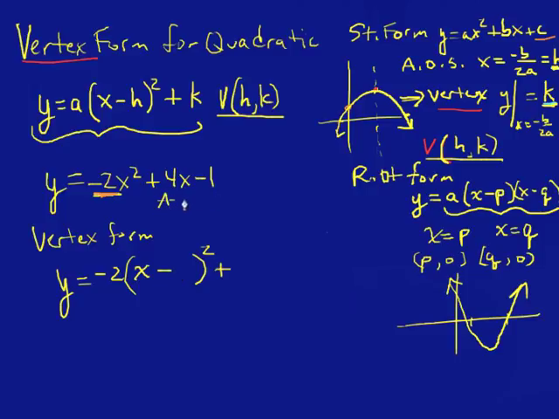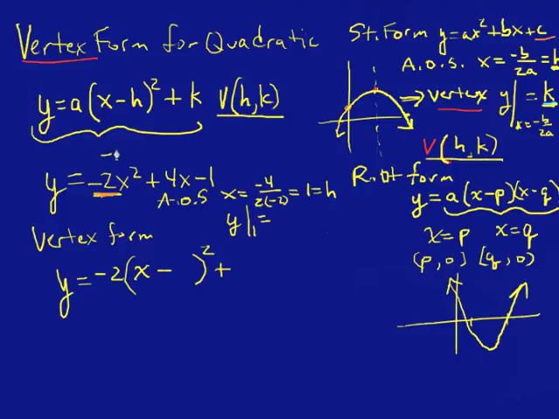So our axis of symmetry, which always has our vertex, is x is equal to negative b, the opposite of b, so it would be negative 4 over 2 times a, which is 2 times negative 2. So this is equal to 1. So there's our h. And what about our k? Our k is the y value associated with this. So y evaluated at 1. That's negative 2 times 1.